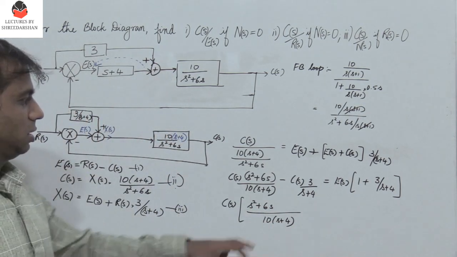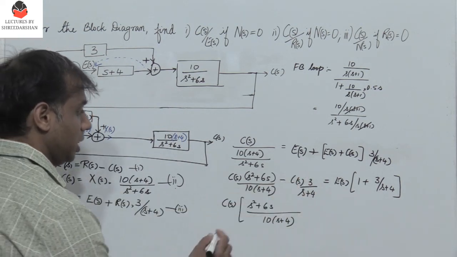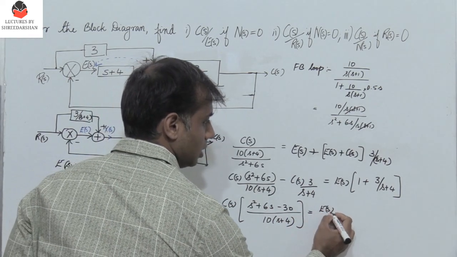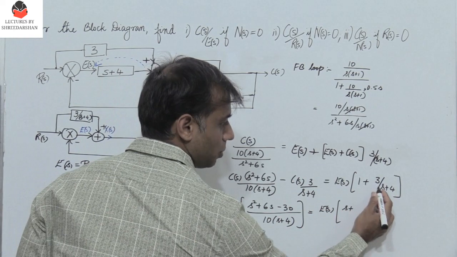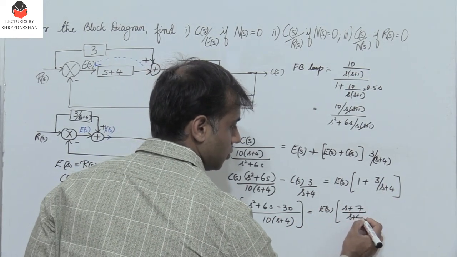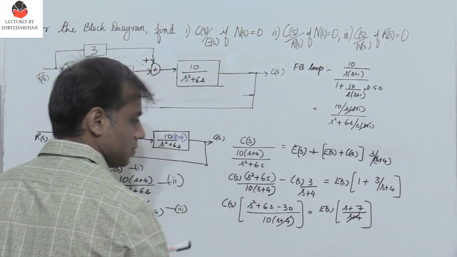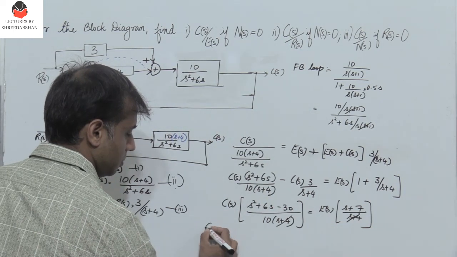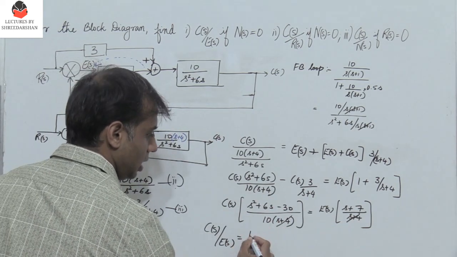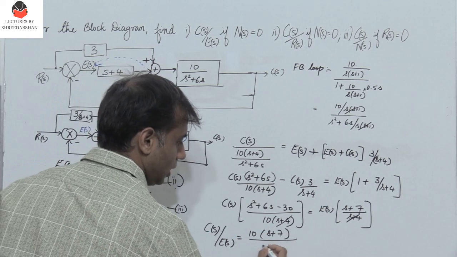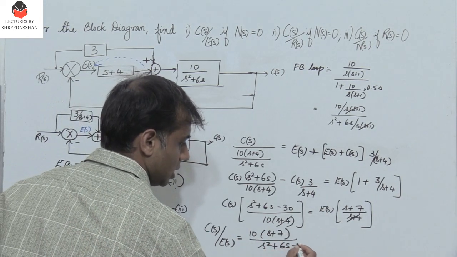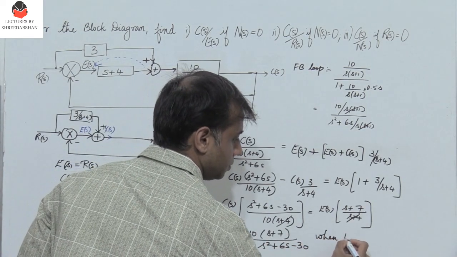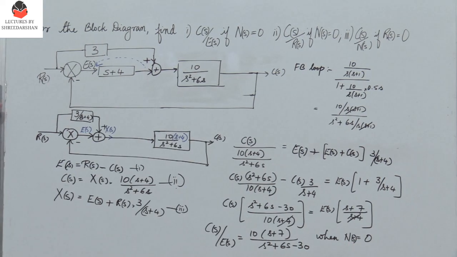So this term gets multiplied by 10, that is, 3 gets multiplied by 10. So I get minus 30 equals E(s) into (s+4+3) is 7 divided by s+4. So s+4 gets cancelled. So I have C(s) by E(s) is nothing but 10(s+7) divided by s²+6s-30. And this is when N(s) equals 0. Alright, so this is the first part of the problem.